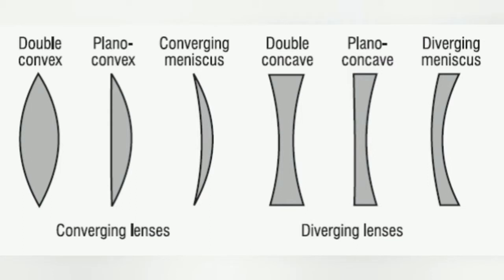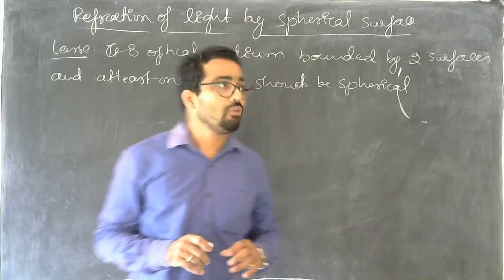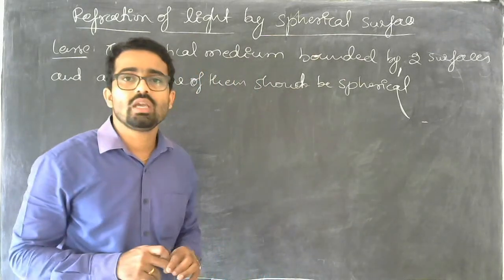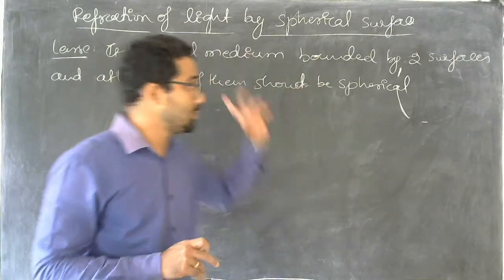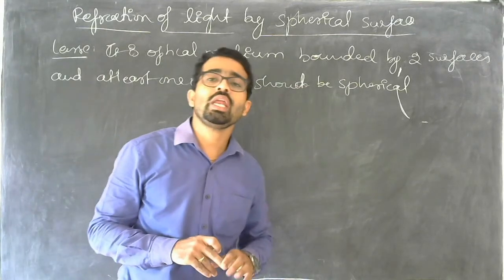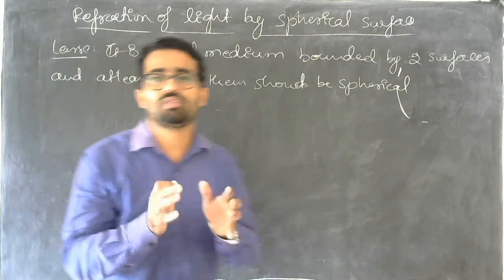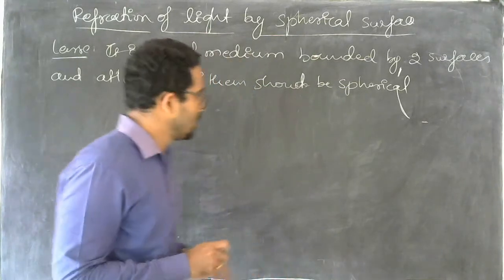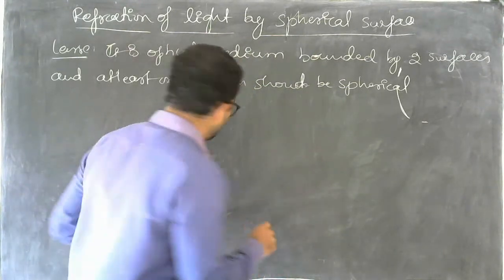So the first three lenses are called converging lenses, and the last three lenses are called diverging lenses. So these are the types of lenses. Now, before getting into the refraction of light in a spherical surface, we need to know some of the terms which we use here. So let us do it first.